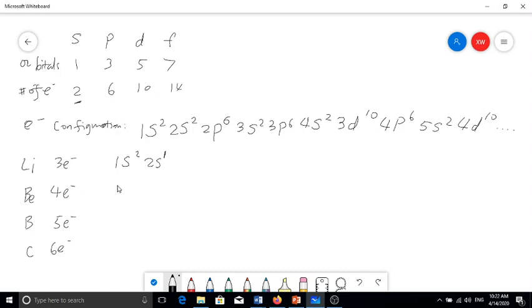Beryllium has 4 electrons. It's going to be 1s2. Now you have 4 electrons. You have 2 here already, so another 2 electrons on 2s. So that makes up 4 electrons.